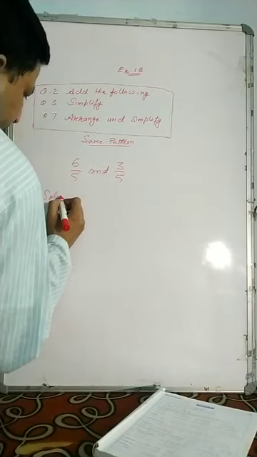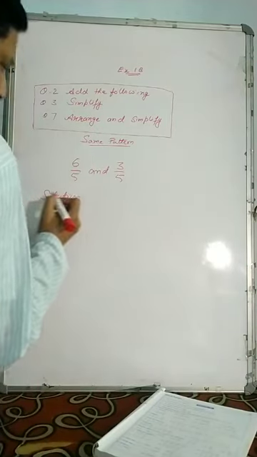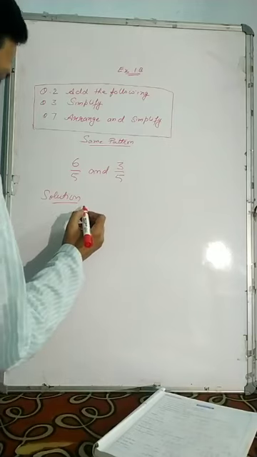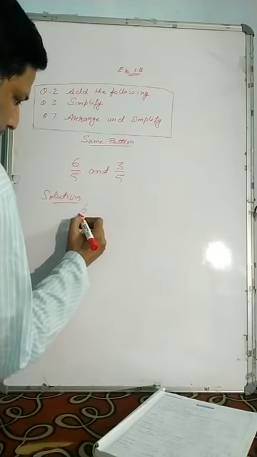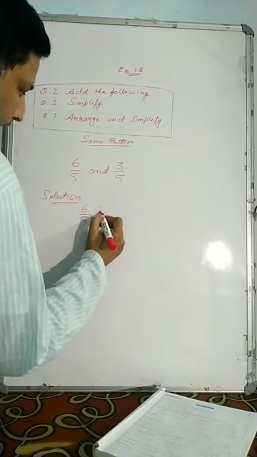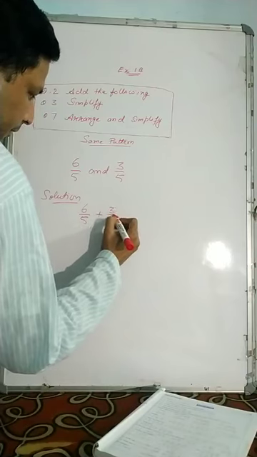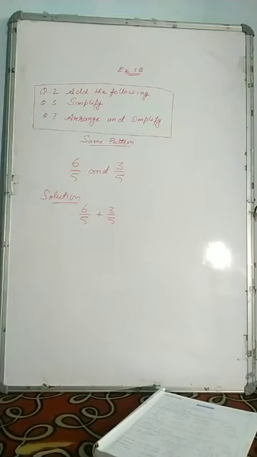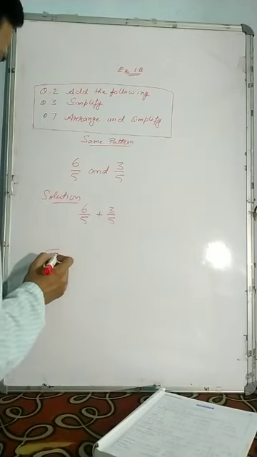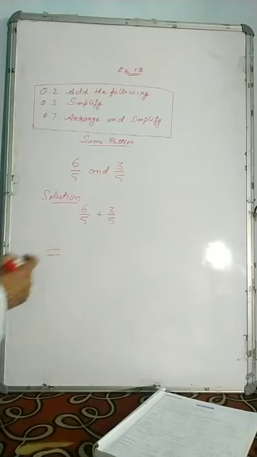Solution. In the next step, we write 6 upon 5 plus 3 upon 5. Here we replace "and" with the plus symbol according to the question, add the following. That's why. Now moving on, here you can see that both denominators are same.